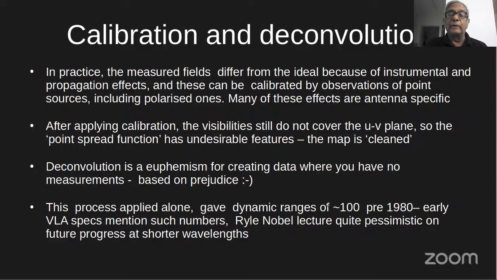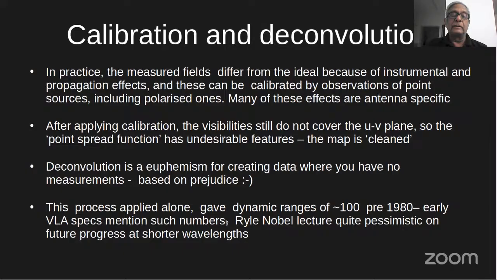And I am old enough to remember when Ron Ekers visited RRI in 1979, he was moving from Westerbork to the VLA as its director. And he gave specifications. His lecture was called "The VLA Goes into Operation." And the specifications, I mean, the National Radio Astronomy Observatory got $80 million to build a telescope which would achieve this dynamic range. Because at that time, there were lots of problems where you could do interesting things with this dynamic range.